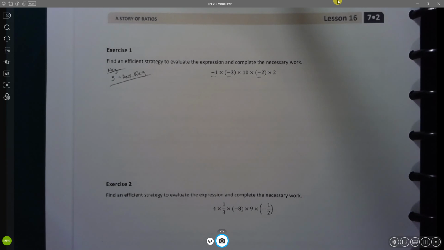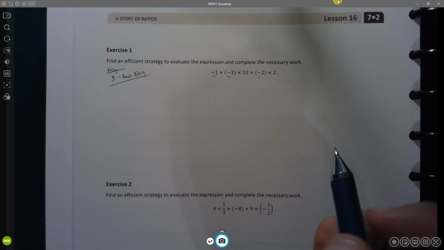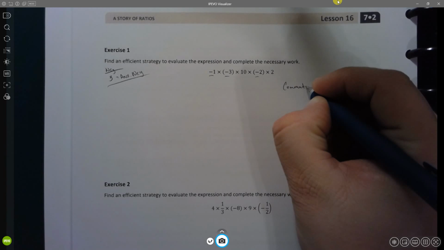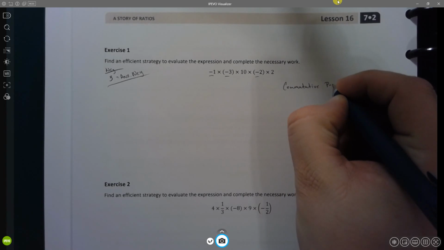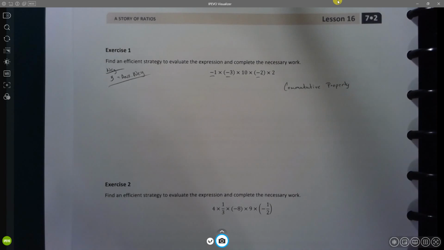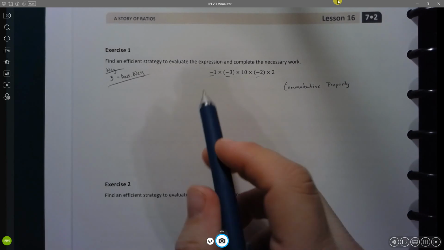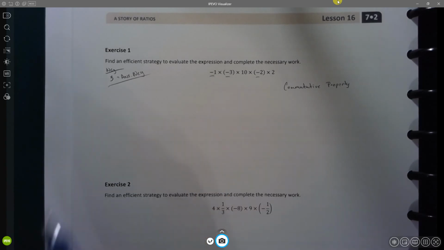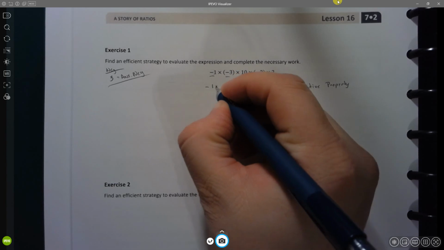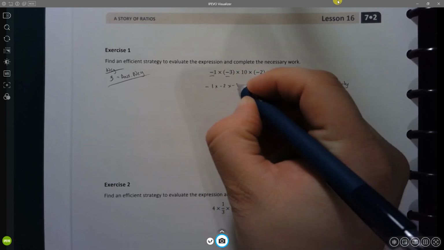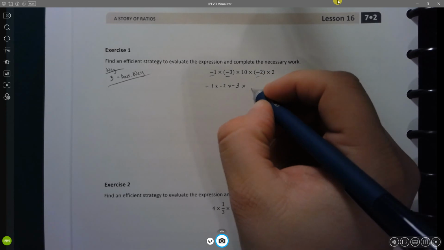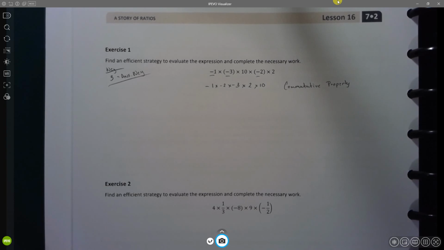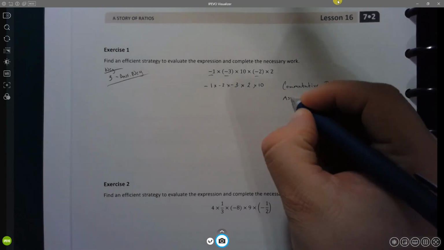All right, now let's use the commutative property first. And you're asking me, Mr. Hale, what are we going to be moving things around to get? Well, I think it would be better if we had the -1, the -2, the +2, and the -3 first. So it'd be -1 times a -2 times a -3 times +2 times 10. Okay? Now, I think we should use the associative property.